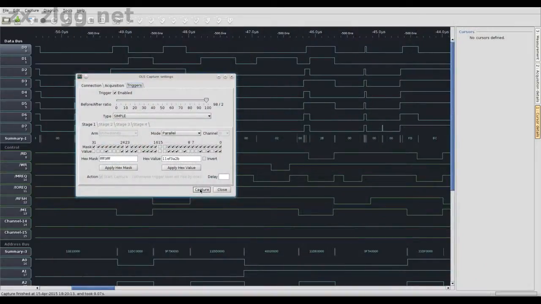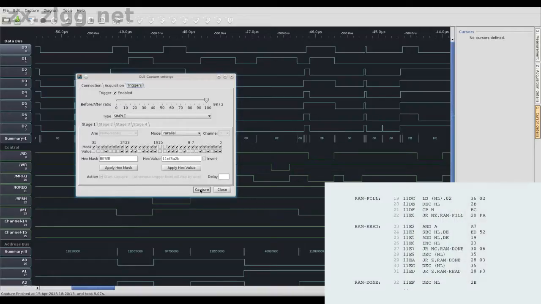I've changed the trigger conditions so that now the analyzer should trigger when it detects the CPU retrieving the instruction decrement HL at address 11EF, that's line 32 of the disassembly. When this instruction is reached, it means the RAM read loop that tests the RAM has finished. That may be because it successfully tested all RAM addresses, or because it's detected a fault.